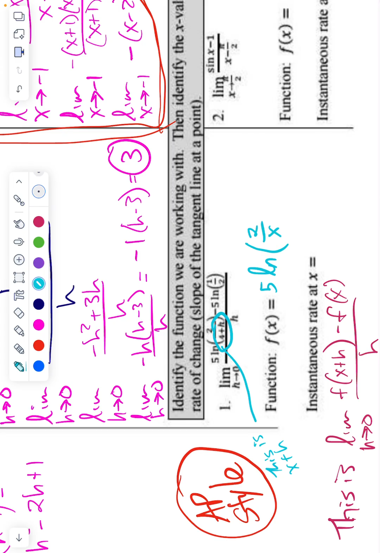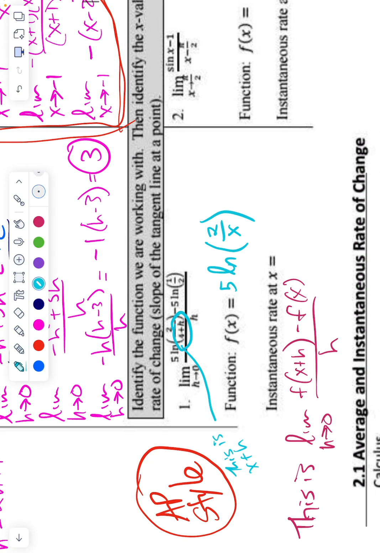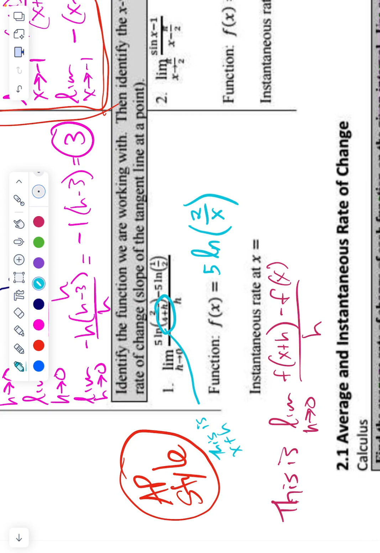2 over x. How do we know that? Because we plugged in x plus h for every x, and that's the only spot that we saw it. So that has to be our only x in our function. Everything else is just part of the function. I see confused faces. Ask some questions.